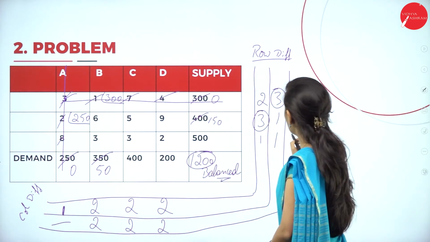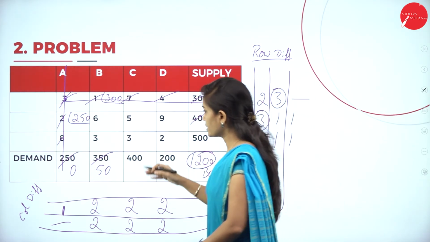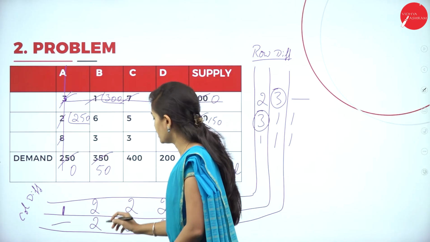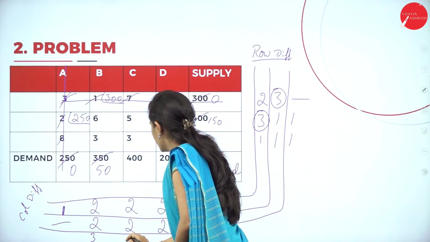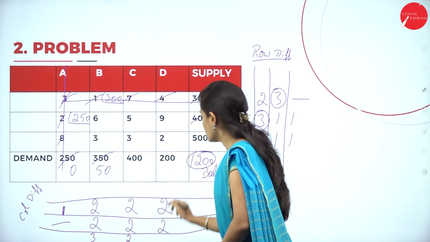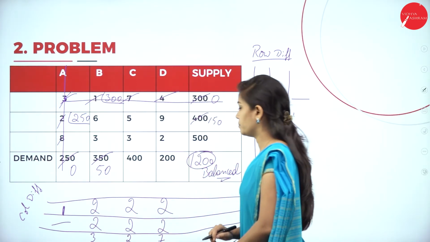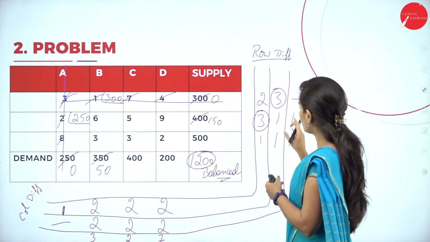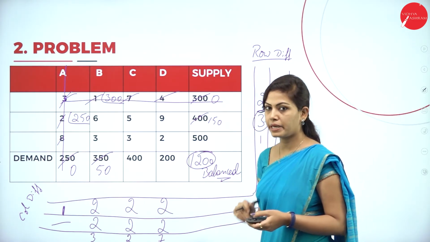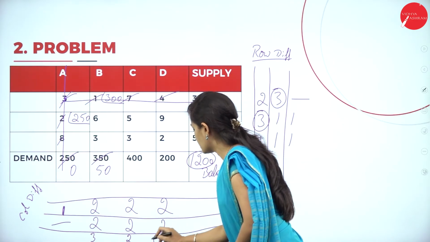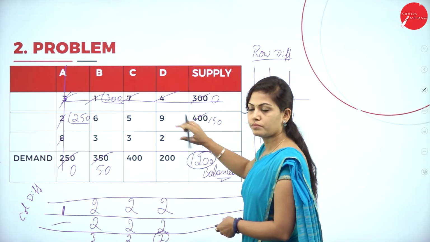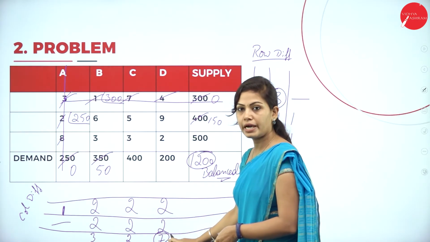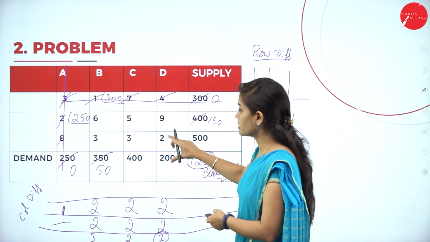Again 3 minus 2 is 1. And for the next column, we have 6 minus 3, it is 3. 5 minus 3, it is 2. 9 minus 2, it is 7. So here, out of this, find the highest penalty cost. It is 7. 7 is my highest penalty cost. I will consider this row. 7 is my highest penalty cost, I will consider this column.